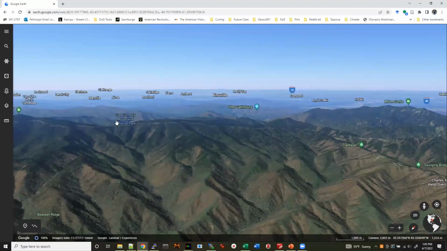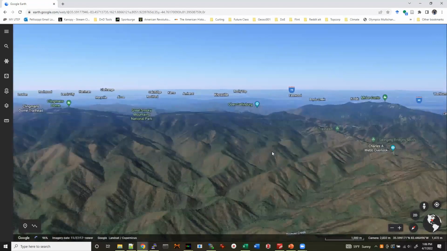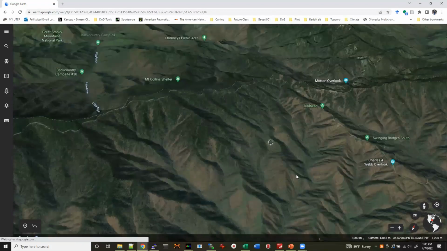So for example, this valley here doesn't really flatten out, but has a notch in the bottom. So that's a V-shaped valley, V-shaped valley, V-shaped valley. Everywhere you look, they're V-shaped valleys. So we could tell that the Great Smokies, at least recently, have been much more shaped by streams than they would have been by glaciers. And it turns out that the Great Smokies have not been glaciated.